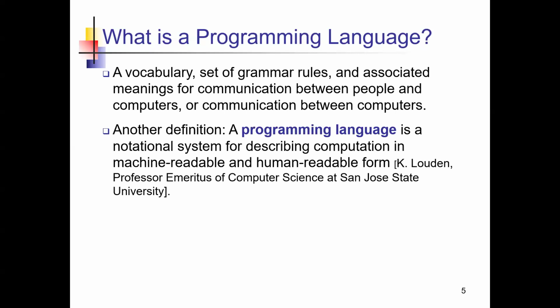And the goal of the English language or French is communication between two people. Now, a programming language, as we said, can be communication between people and the computer or between computers. So another definition we have here, which is a more technical definition, is that a programming language is a notational system for describing computation in machine readable and also human readable form. And this definition came from K. Loudon. He's a professor of computer science at San Jose State University.